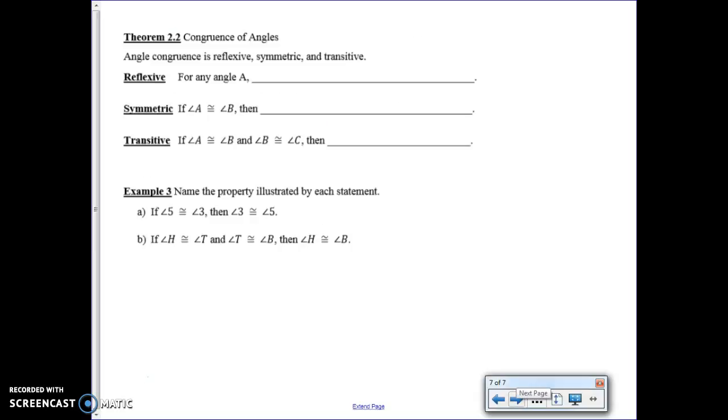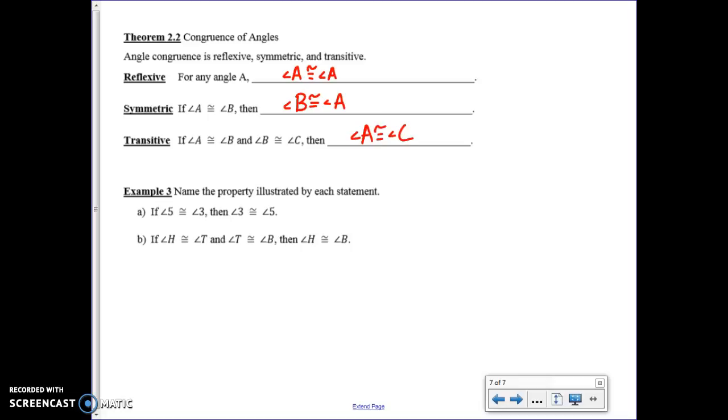Similarly, with the angle congruence, we can say that for any angle A, angle A is congruent to angle A. It's congruent to itself. We're talking reflexive. Symmetric, if we know that angle A is congruent to angle B, then we know that angle B is congruent to angle A. Transitive, take out that middle step. If angle A is congruent to angle B is congruent to angle C, then angle A is congruent to angle C.